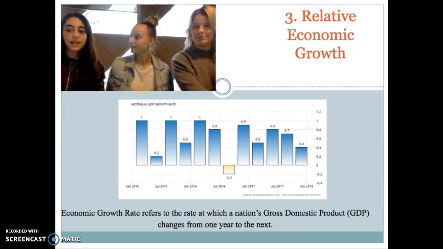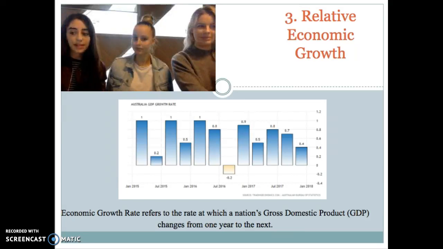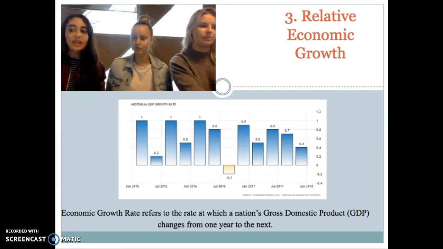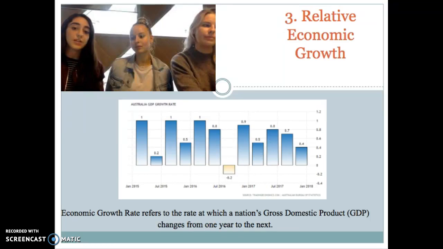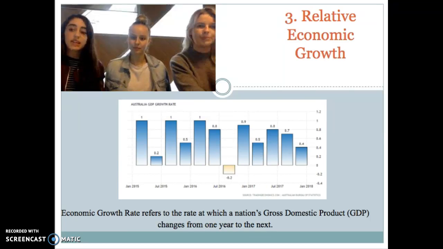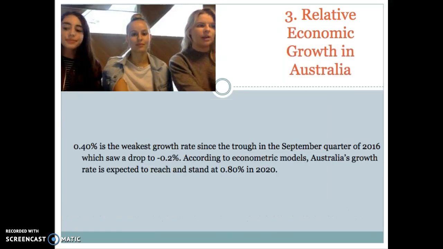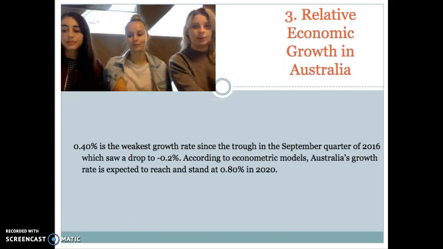The third determinant is relative economic growth rates. The result of high economic growth leads to an increased demand for imports, which will therefore increase the supply of the AUD. It also leads to an increase in overseas borrowing in order to finance increased investment, which will therefore increase demand for the AUD. According to the ABS, Australia is currently witnessing a GDP growth rate of 0.4%. USD growth rate is currently 2.9%.